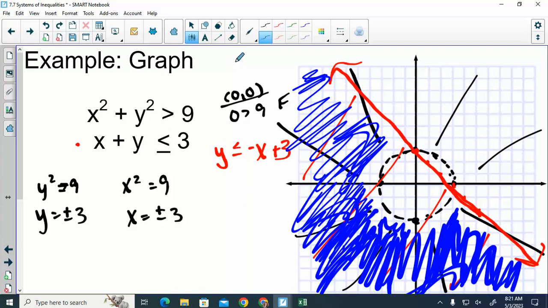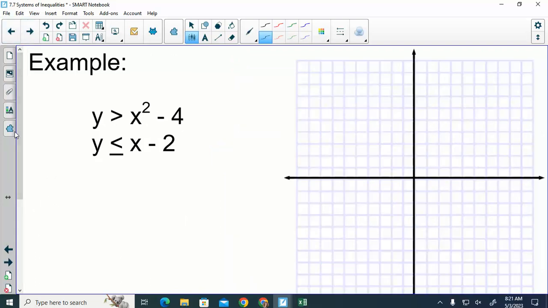Alright. Let's try another one where something's not aligned. Y is greater than x squared minus 4. So that's just a parabola shifted down 4. And you could put in points if you needed to. If x is 0, you get negative 4. If x is 1, you get negative 3. If x is 2, you get 0. If x is negative 2, 0, negative 1, negative 3. Solid or dash?